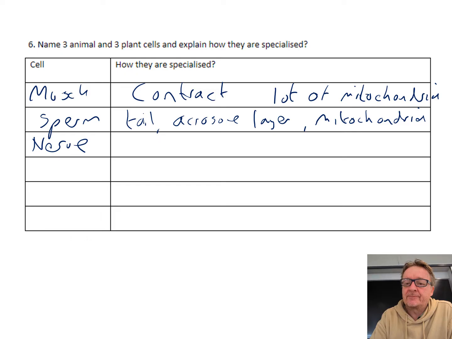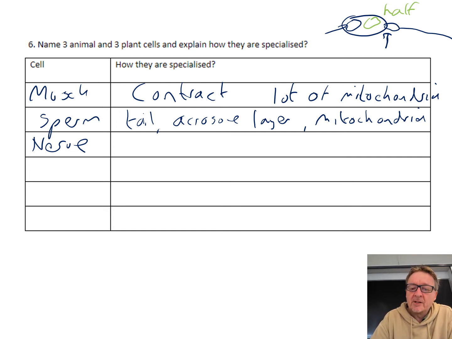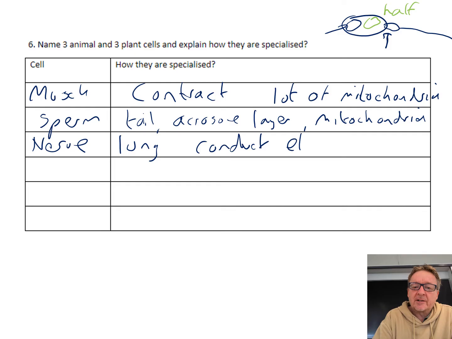in the neck. Okay, so where you've got the sperm, you've got a neck bit there and the tail. Here you've got a lot of mitochondria for the energy, and here is the acrosome layer which helps break in. And another important one, let's do it in a different colour, is here you've got the nucleus of the sperm and it's got half of the chromosomes. So half from the sperm, half from the egg. Nerve is long and it can conduct electricity.